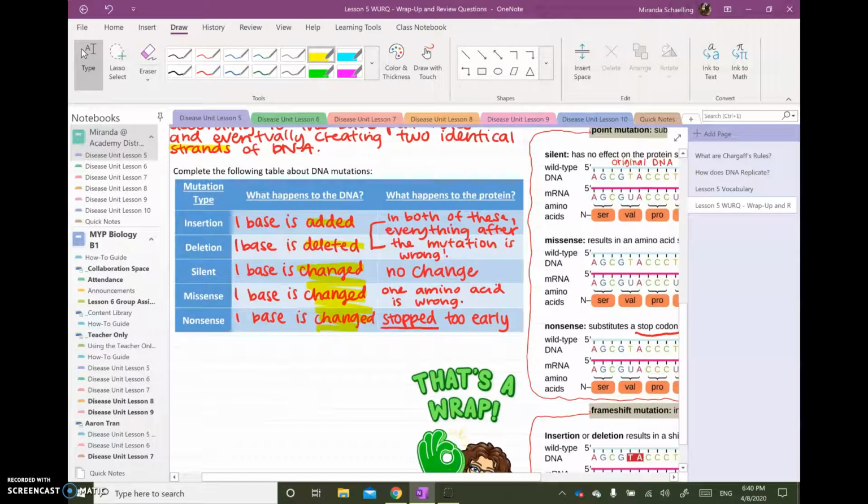Okay, and then what happens to the protein? Insertion and deletion are the most severe because everything after that is wrong. Silent is the least severe because there's no change. Missense is that one amino acid is wrong, just one. And then nonsense means that it codes for the stop codon, and so the protein is stopped being made too early.